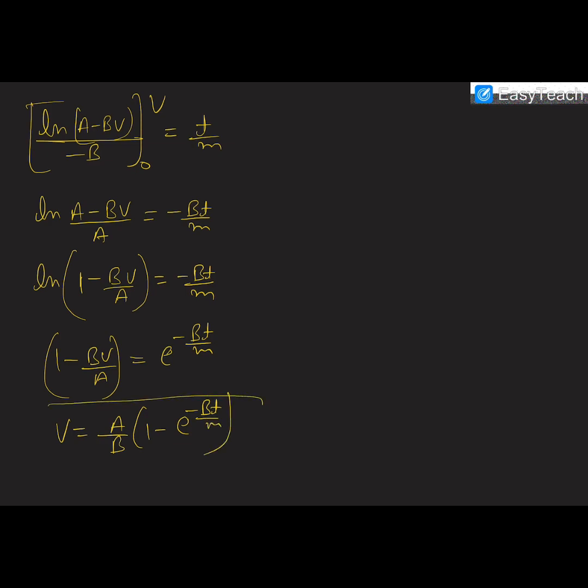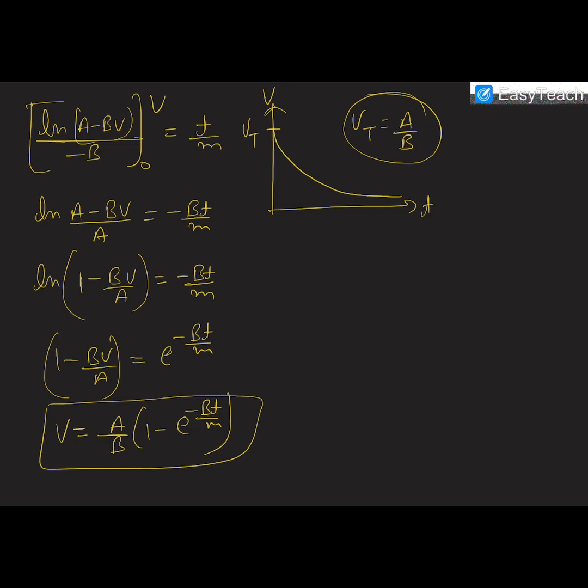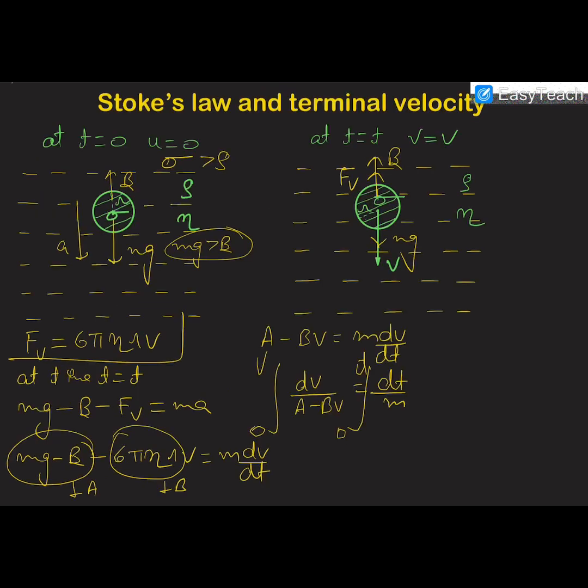Now this tells us that the velocity of the ball increases exponentially toward a limit, and this will be the graph, and the value of the terminal velocity vt will be equal to a by b. Now let us see why this is happening. Let us suppose that initially mg minus buoyancy is 100 Newton, and therefore the net force acting on the ball initially is in the downward direction, which is 100 Newton.